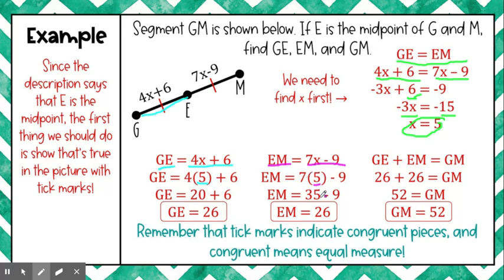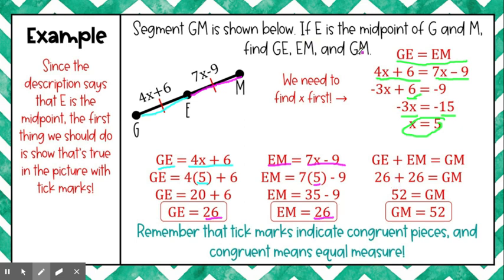So 7 times 5 is 35. We're going to keep bringing our minus 9 here, and then we're going to just subtract through. 35 minus 9 is 26. So EM equals 26. Guess what? If these two line segments are supposed to be congruent, and that means they have equal measure, guess what? We just proved that they have equal measure. Bam, a little self-check.